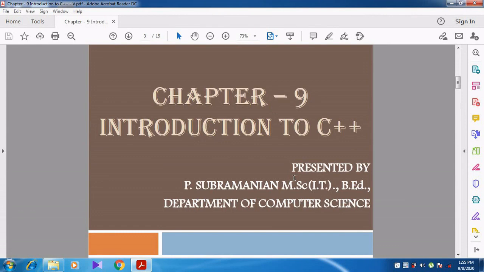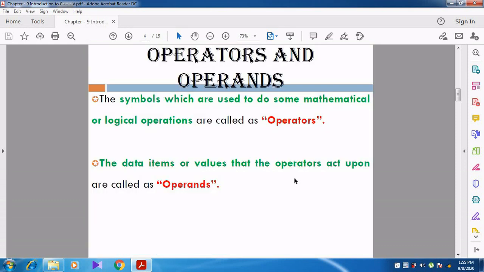So in this video we are going to discuss chapter 9, Introduction to C++. We are going to discuss the operators and operands, and then the types of operators. In the last video we discussed the constants, and we completed the different types of constants, character constant, string constant. So now we are going to start discussing what is meant by operator and what is meant by operand, and then what the different types of operators are.